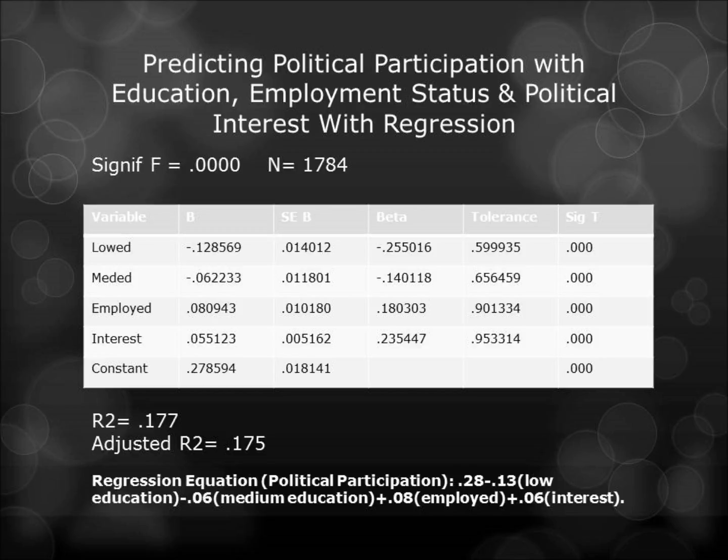The B value for medium education tells us that those with a medium level education participate in politics 0.06 categories less than those with a high education. However, this coefficient is very weak and is not useful in determining political participation. The B value for employment status indicates that those who are employed participate in politics 0.08 of a category more than those who are unemployed. The coefficient for interest is an insignificant predictor of political participation.